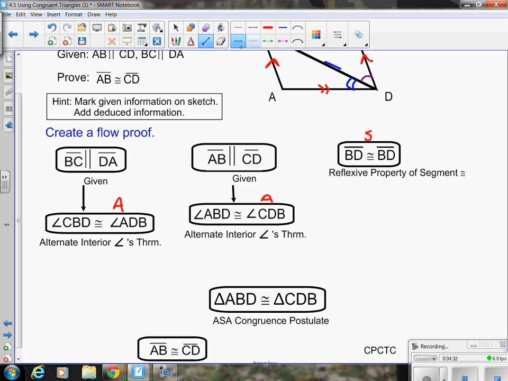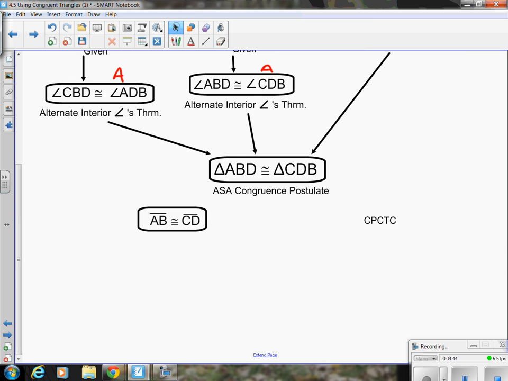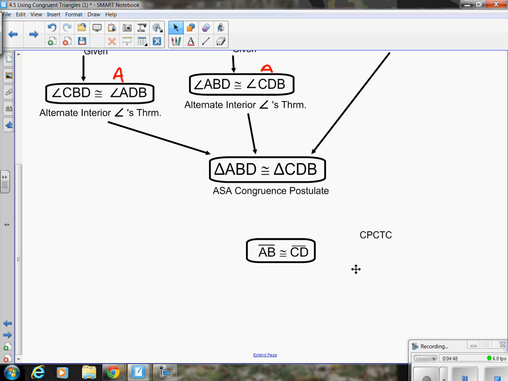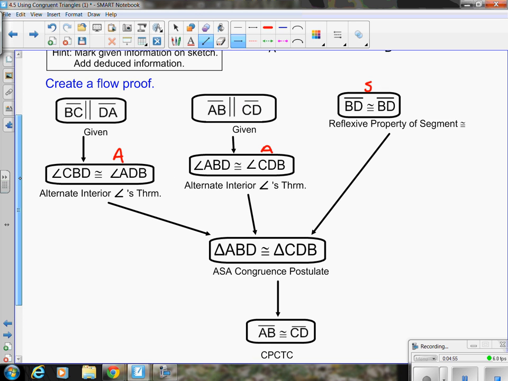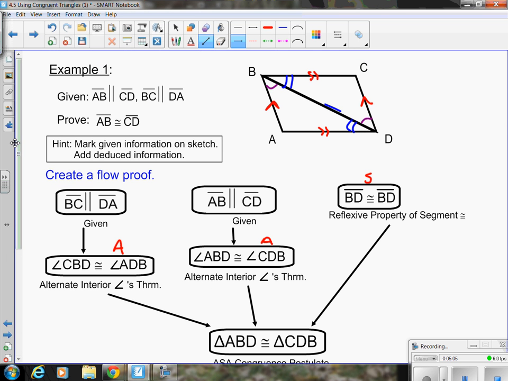And to get that statement, I'm using all three of these. I'm using all three of those pieces to come up with that idea. And then once I know those triangles are congruent, I know the corresponding parts of congruent triangles are congruent. Okay, so this is one thing that you might want to try on your own. You see the answer now, but you could go back to your regular notes and try to see if you can come up with the same flow proof.